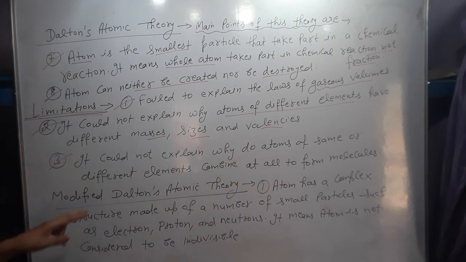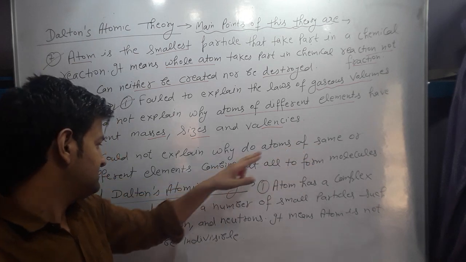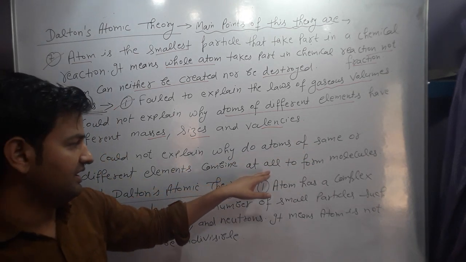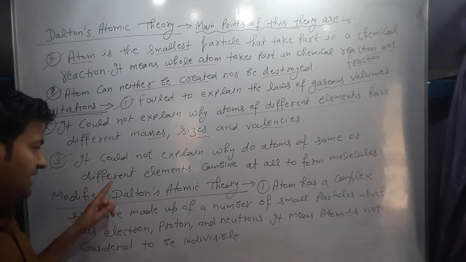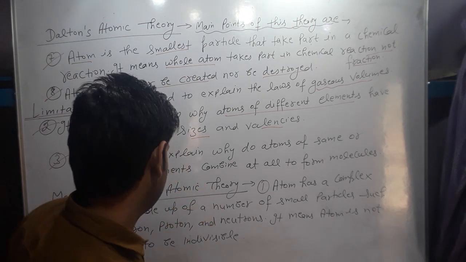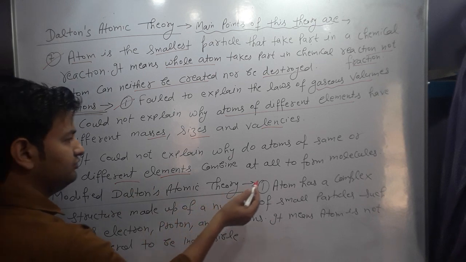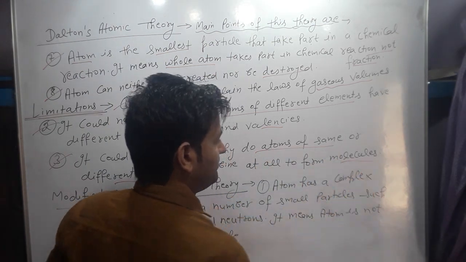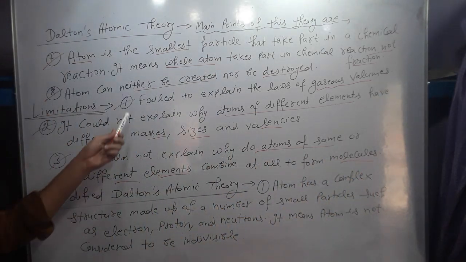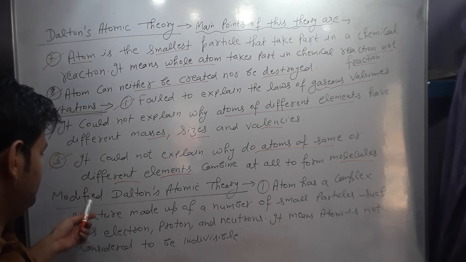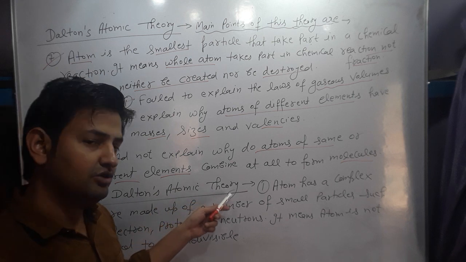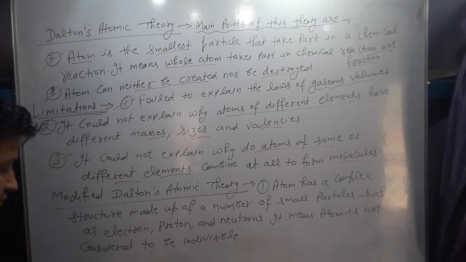Next is it could not explain why atoms of the same or different elements combine at all to form molecules. Why do they combine to form the molecule? These points are not explained by Dalton. So next is the modified Dalton atomic theory.